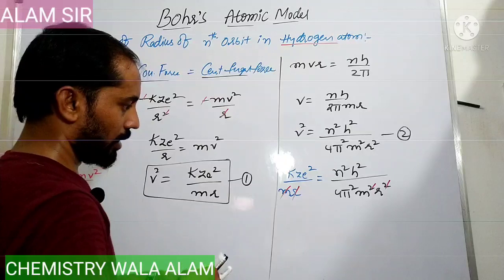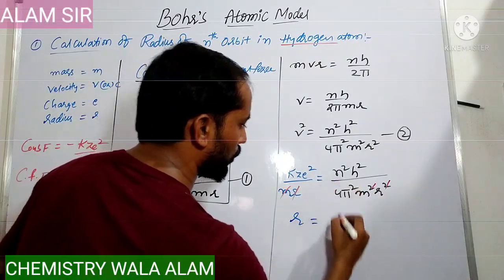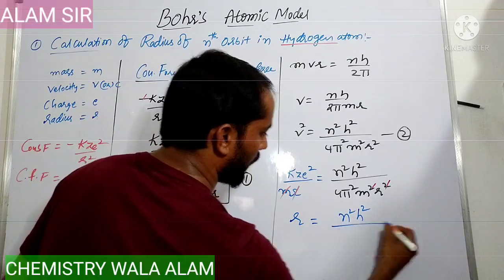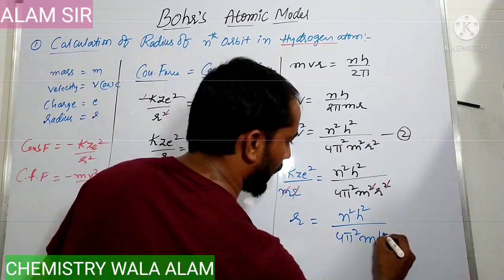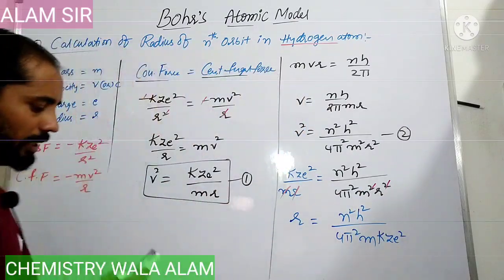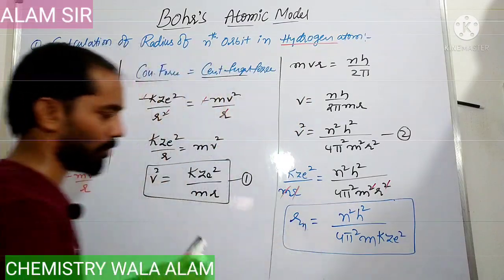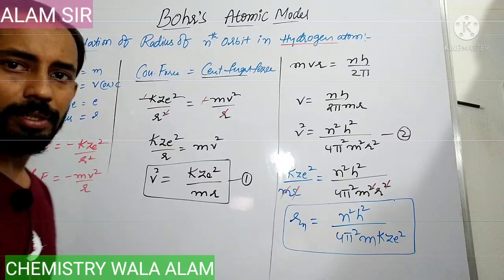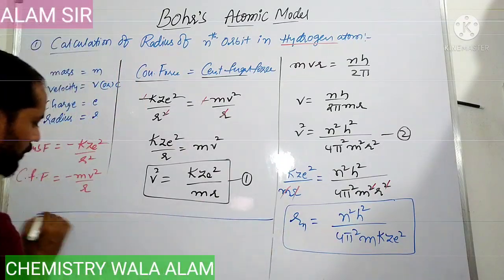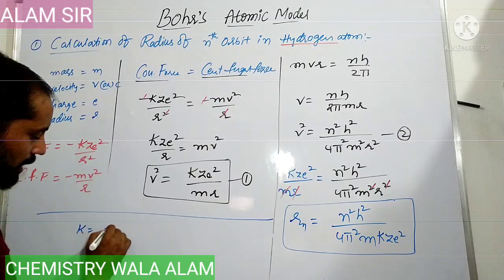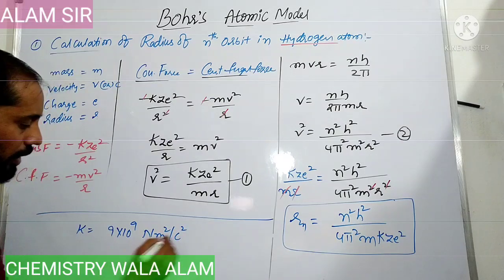Then what do we get? Taking kZe² to the other side, r equals n²h² by 4π²m kZe². So this is the radius of the nth orbit. Here k is the permittivity constant. Its value is 9 × 10⁹ N m² C⁻², Newton meter square per Coulomb square.